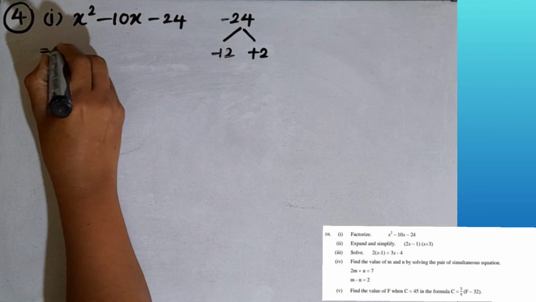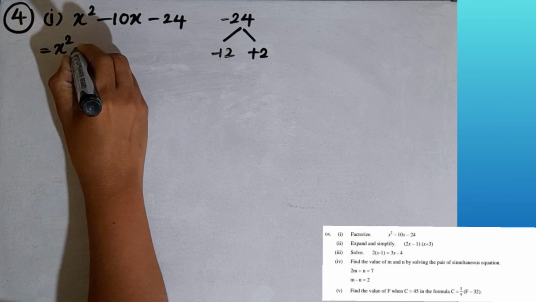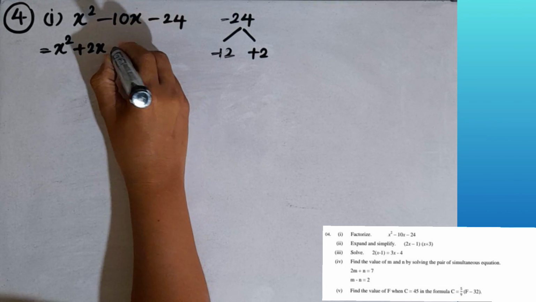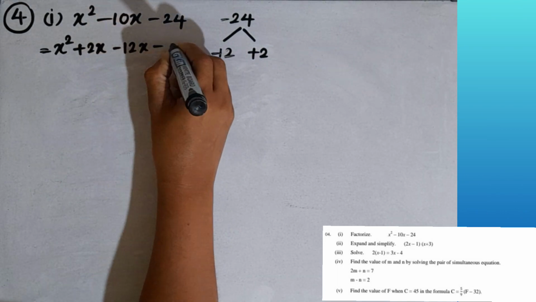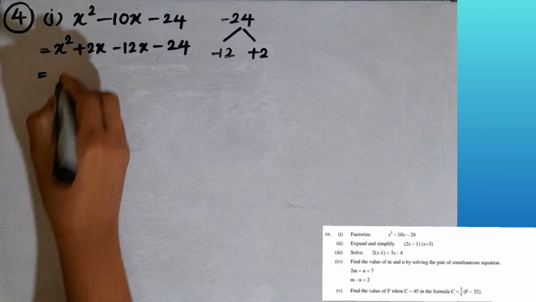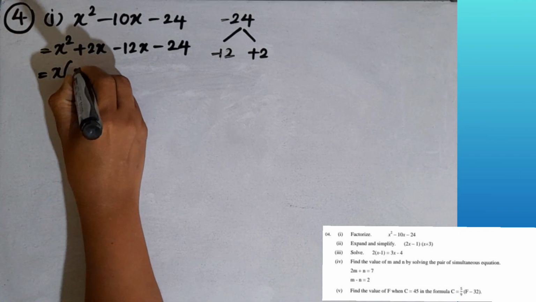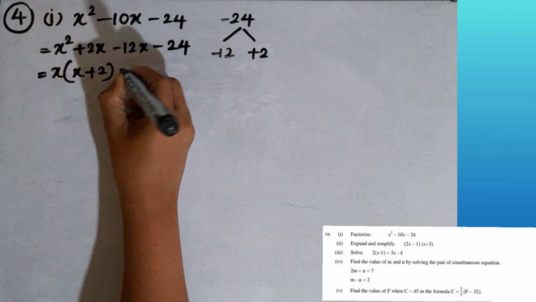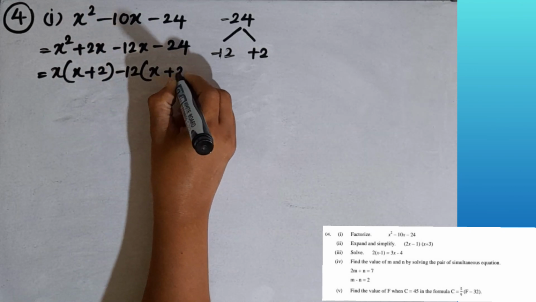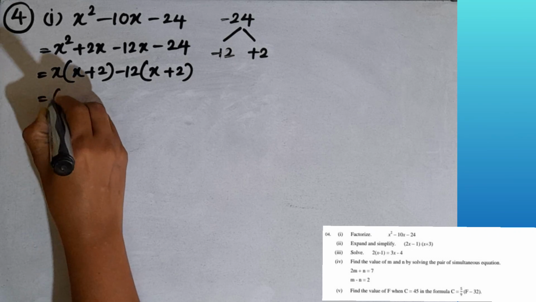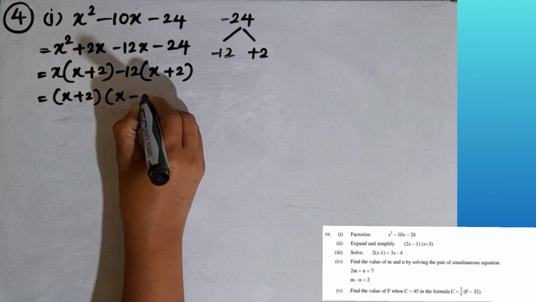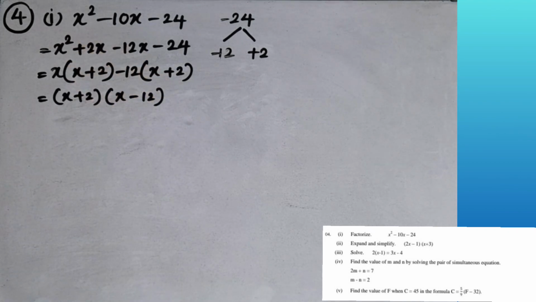Then we can write this as x squared plus 2x minus 12x minus 24. Then we are taking x out here: x plus 2. Then here we are taking minus 12 out: x plus 2. Then x plus 2 can be taken out. x plus 2 times x minus 12 are the two factors.